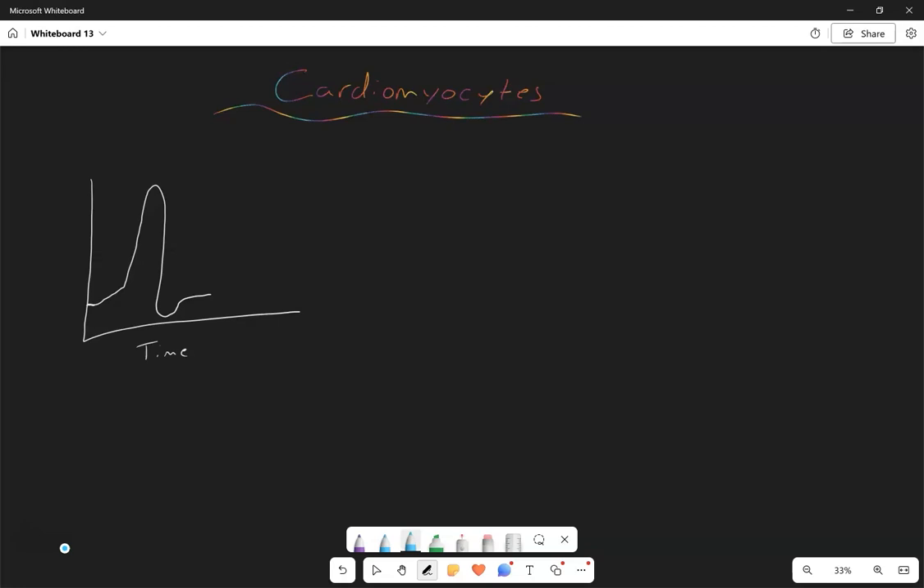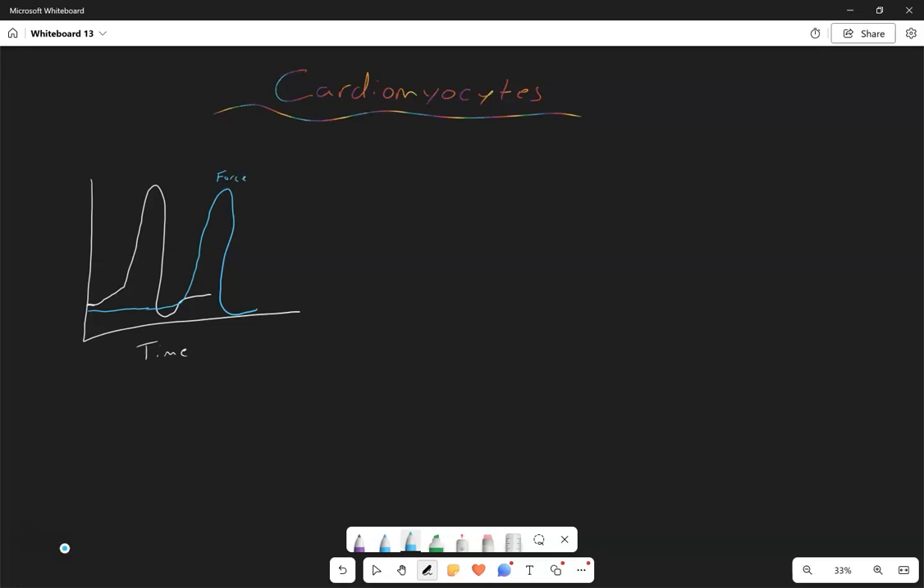Now, if we were to look at force, right, we stay stable during this pretty much entire action potential, and then we generate our force way over here. Okay, so then it goes back to rest. So this is going to be our force of our muscle.